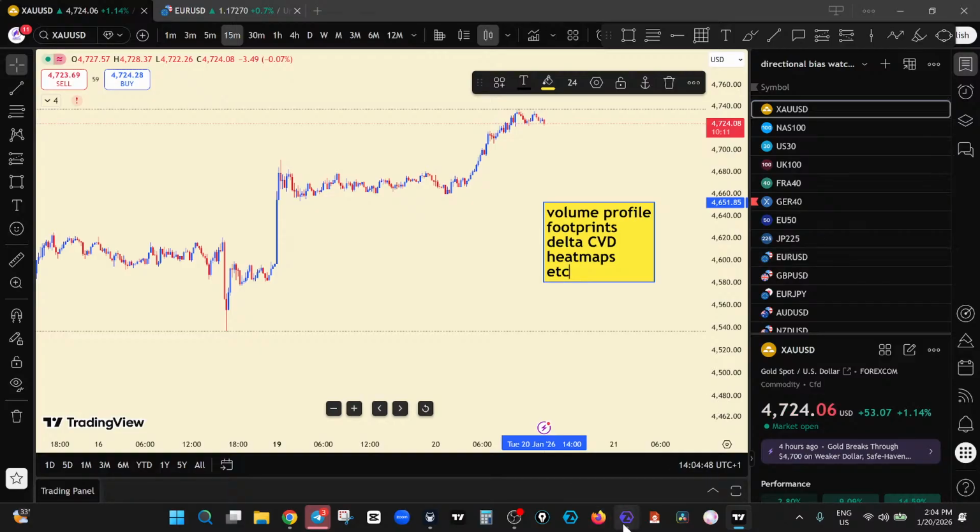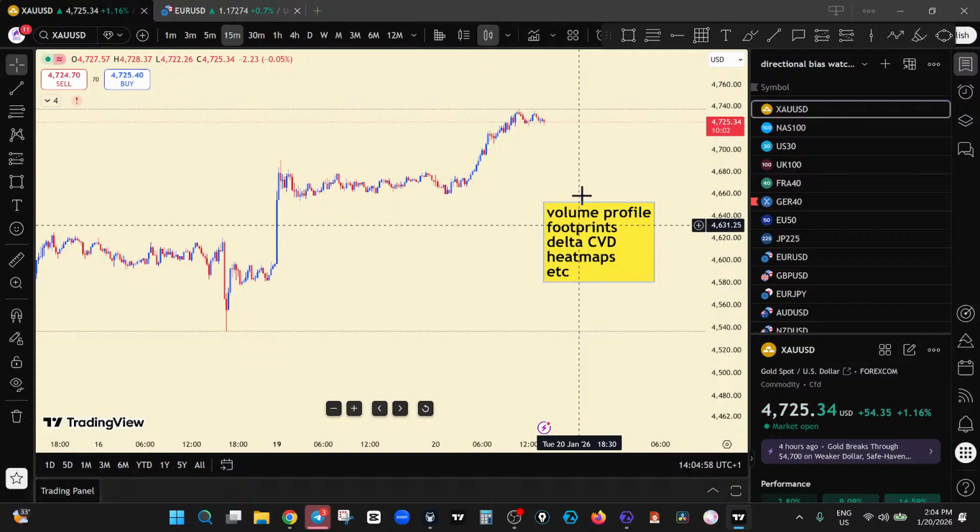So let's go and get our hands dirty. How you use the order flow to analyze the market.